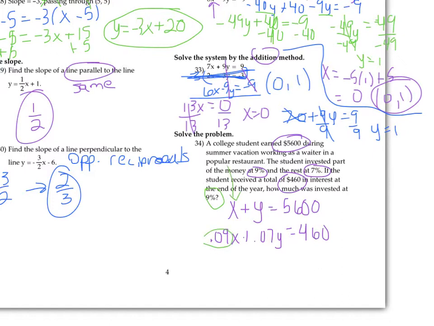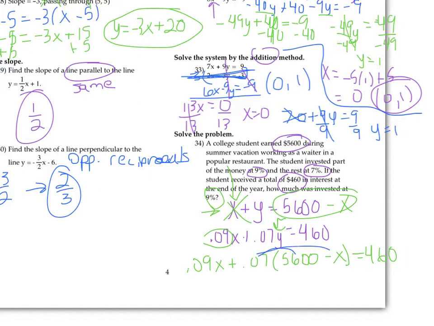Now if you're crafty, since we want how much is invested at 9%, which is x, because that's where we put the 0.09, we could just solve for it, but let's face it, we may or may not be crafty. For example, if we wanted to get x as our first answer, we would solve the first equation for y. Subtract x from both sides. Then when we plug this in here, we get 0.09x plus 0.07 times (5,600 minus x) equals 460.